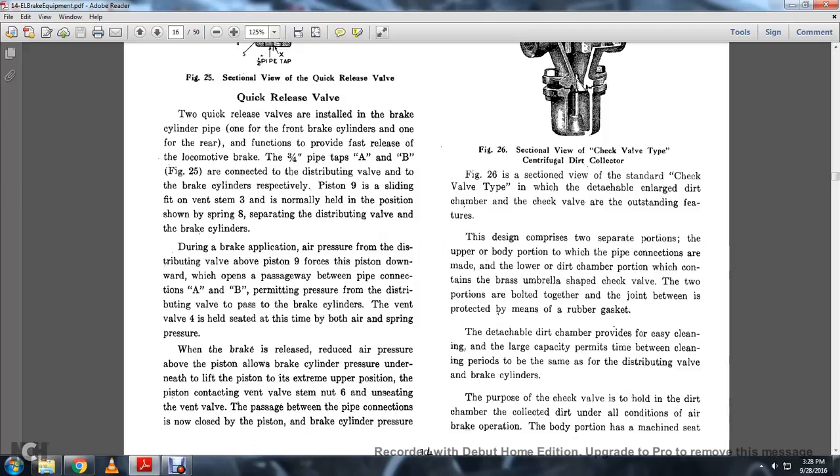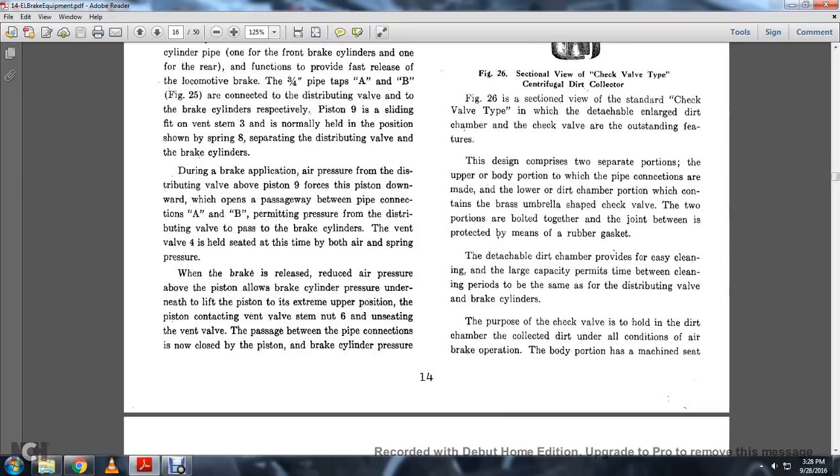Figure 26 is a section of the standard check valve of the dirt collector. The detachable, enlarged dirt chamber of the check valve is an outstanding feature. The design is made to operate in two separate portions. The upper body portion, where the pipe connections are made, is joined with the lower portion, the dirt chamber. The upper portion contains the brass umbrella-shaped check valve, and the two portions are bolted together with the joint protected by a rubber gasket. The detachable dirt chamber provides for easy cleaning, has a large capacity, and lengthens the time between cleaning periods.